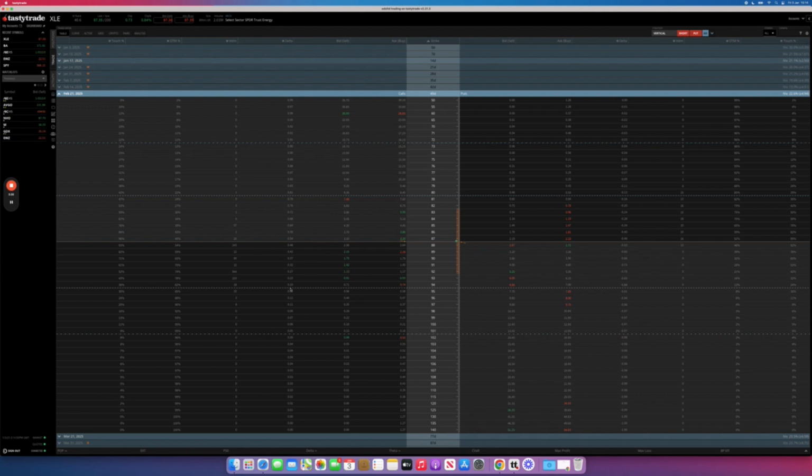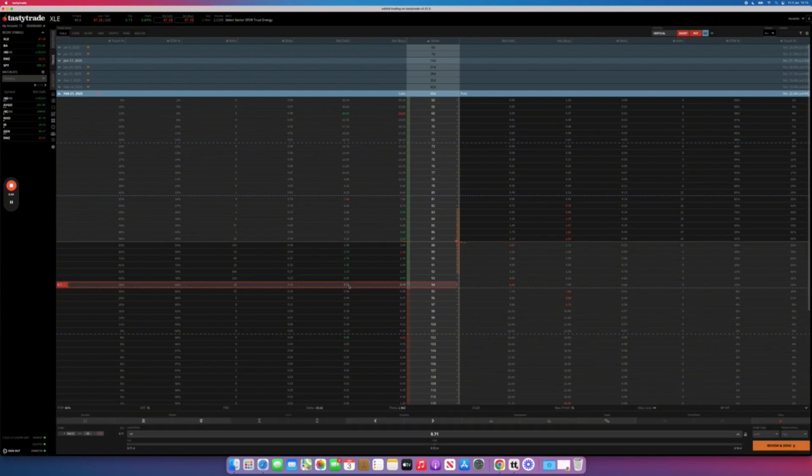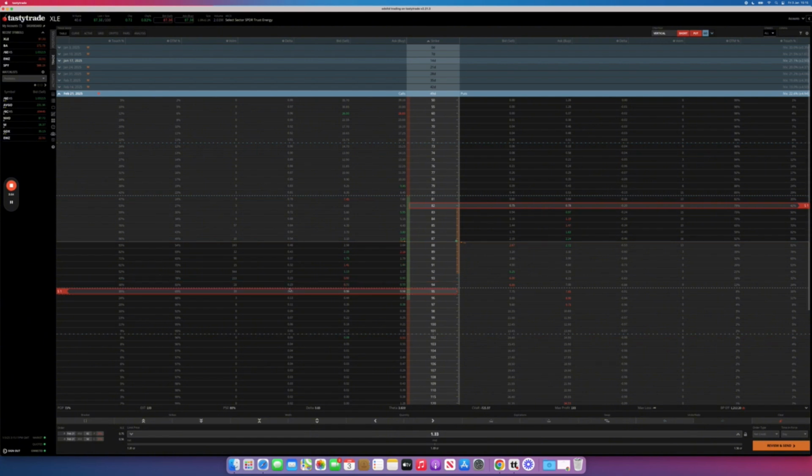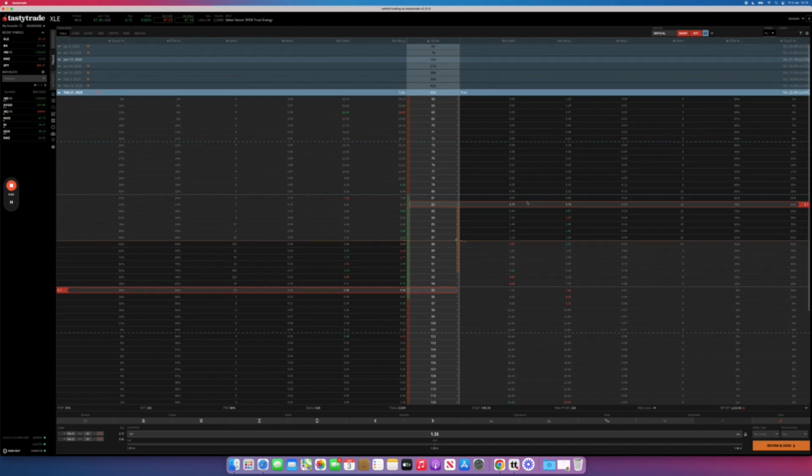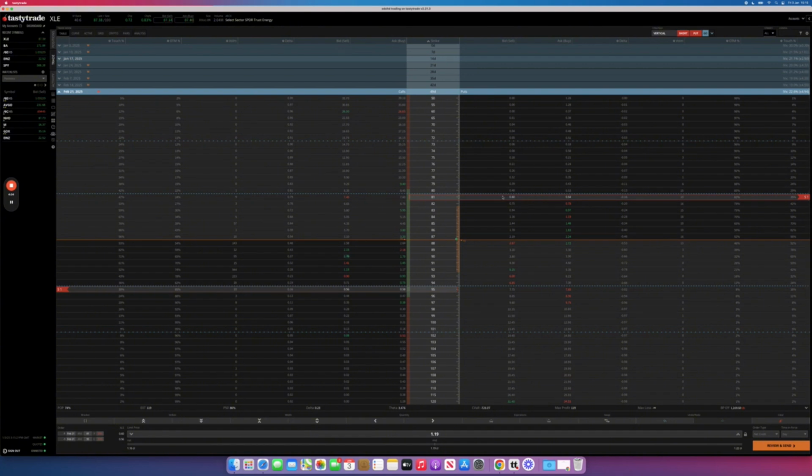So on the call side, we've got a 19 delta at the 94 strike. And on the put side, we have a 20 delta at the 82 strike. So what we can do is be a little bit more conservative, because we have got a 16 delta as well. So we can go one strike further out at the 95 on the call side, and we can go to a 16 delta on the put side as well. So you wouldn't be wrong with going with either the 16 or the 20 delta.